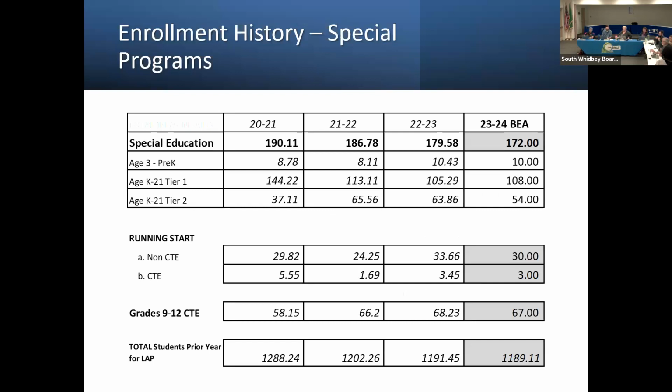Another 10 that were the pre-K kids, or included in that 172 is 10 that were pre-K, about 108 that were K-21 referred to as tier 1 and then tier 2, and it has to do with the program part of it. So that's the 172 kids.